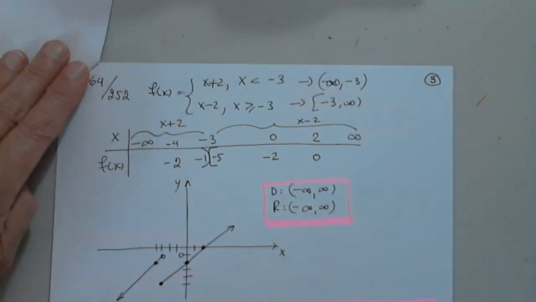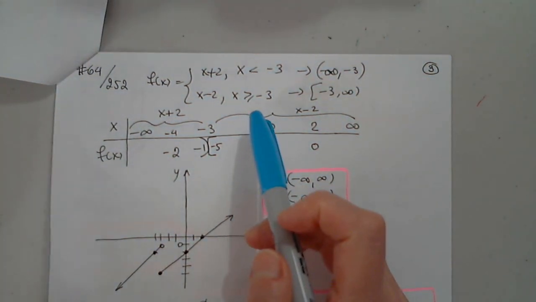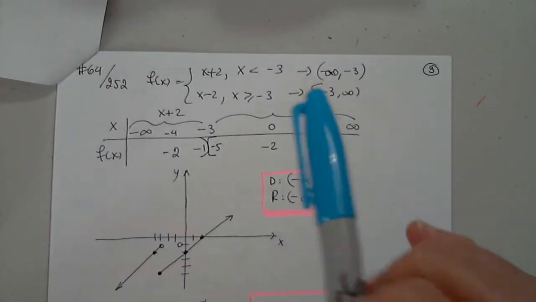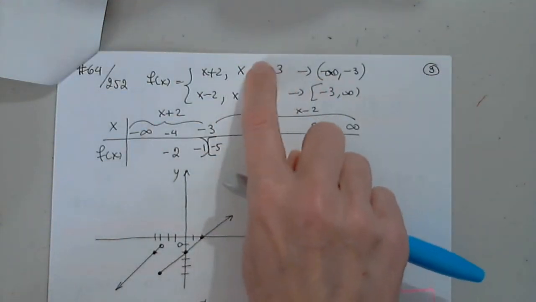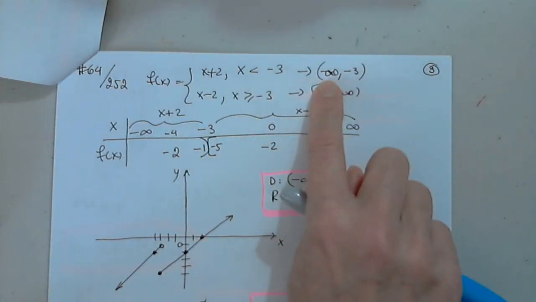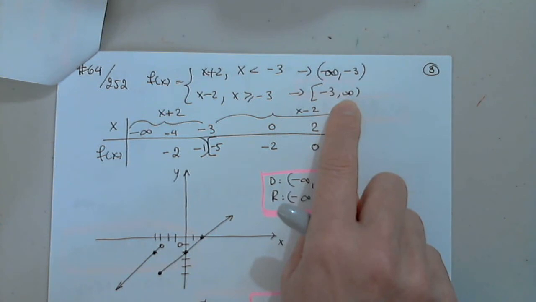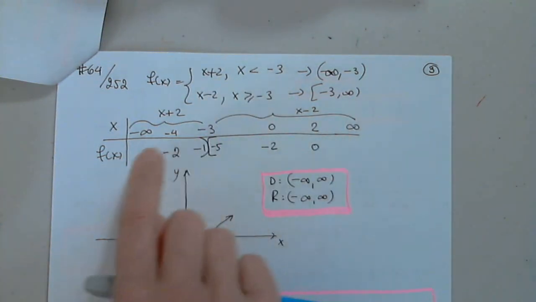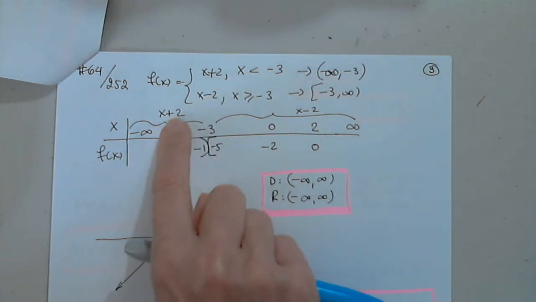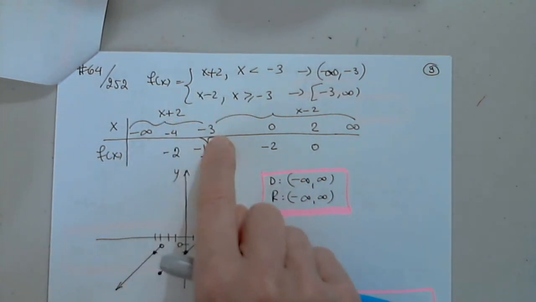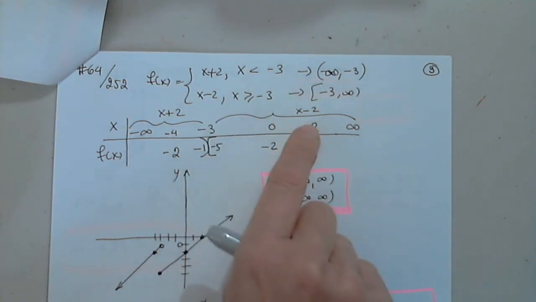Then we are asked to graph a piecewise defined function. And the way I present this, which I think is the easiest way to understand, is I'm changing this inequality into an interval, which is negative infinity to negative 3, and this one into negative 3 to infinity. So the first piece between negative infinity and negative 3 is used here, which is x plus 2. Between negative 3 and infinity is used x minus 2, the second branch.